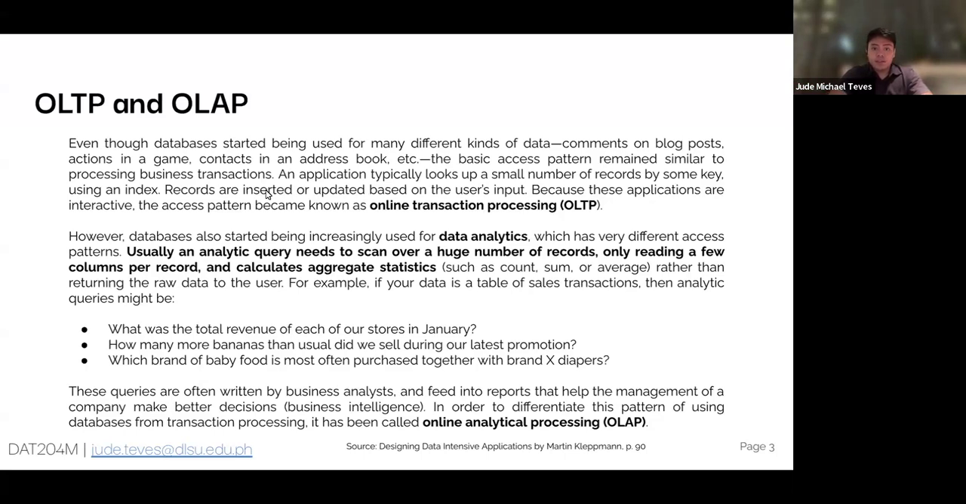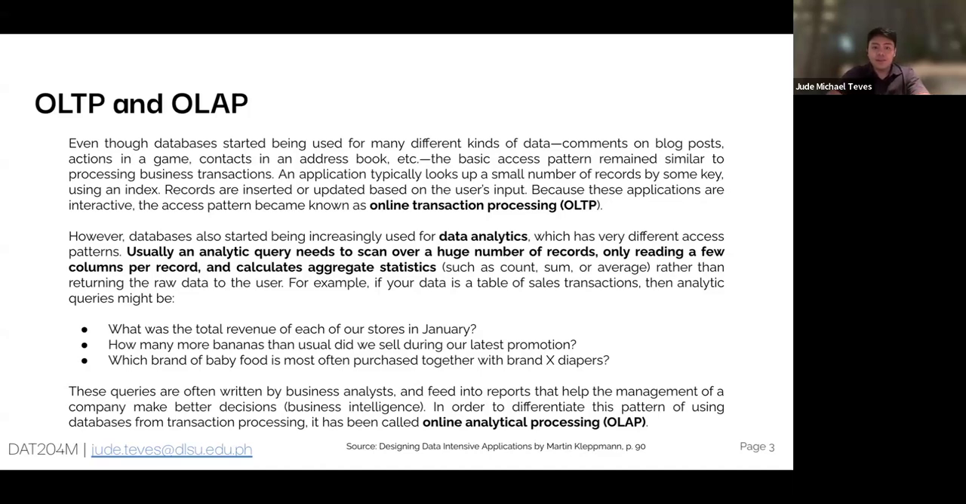Even though databases started being used for many different kinds of data, comments on blog posts, actions in a game, contacts in an address book, etc., the basic access pattern remains similar to processing business transactions. An application typically looks up a small number of records by some key using an index. Records are inserted or updated based on the user's input. Because these applications are interactive, the access patterns became known as online transaction processing or OLTP.